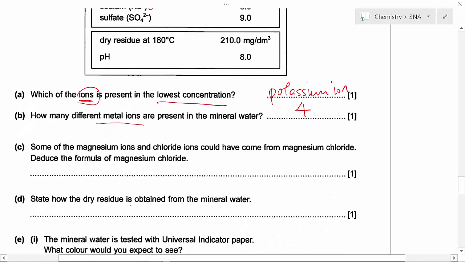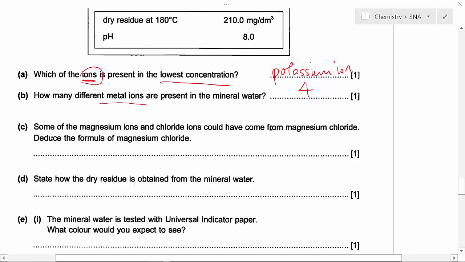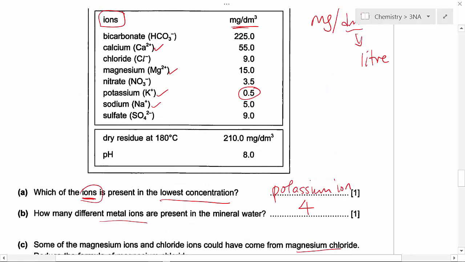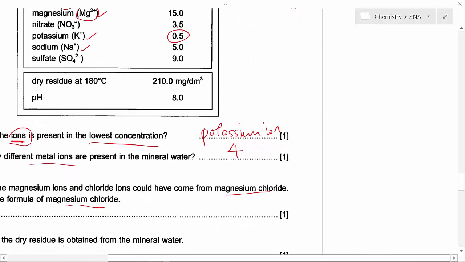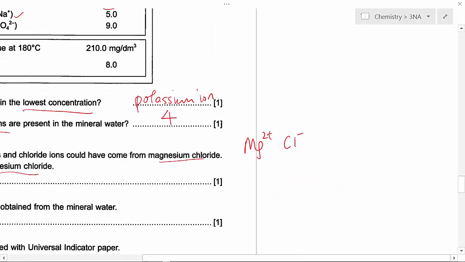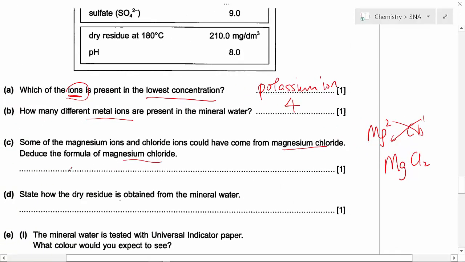Some of the magnesium ion and chloride ions could have come from magnesium chloride. So deduce the formula of magnesium chloride. Now look at what they've given to you. Magnesium and chloride. Mg2 plus, Cl minus. The charge must be balanced, but they're not equal, right? So 1 is 2 plus, 1 is minus 1. So what you do is remove the plus and minus and cross the number. Alright, cross the number. So since it's a 1 for chloride, crossing over, there's nothing to write. So it's Mg, don't need to write the 1. And the chloride, you need to write a 2 at the back. Alright, so MgCl2.